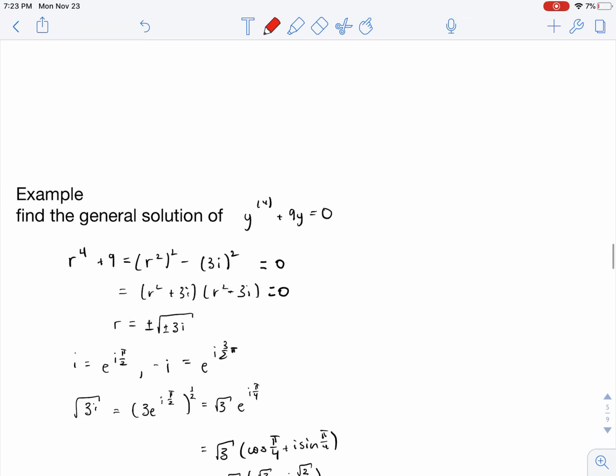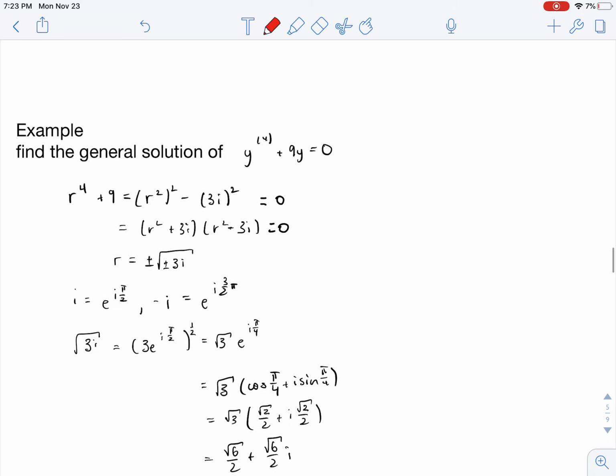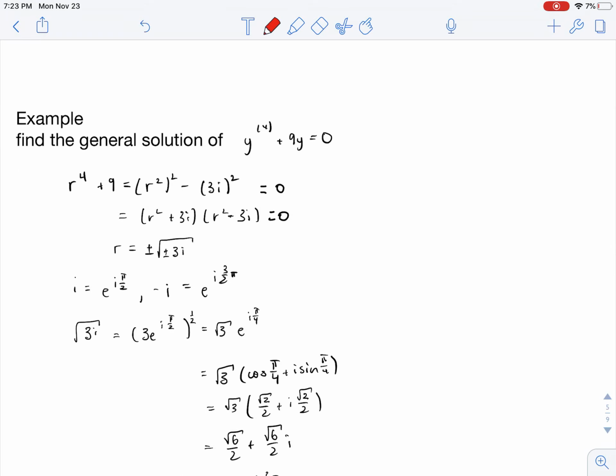Applying Euler's formula, we get that the square root of 3 is equal to cosine pi over 4 plus i sine pi over 4. Evaluating cosine and sine, we get that it is equal to the square root of 6 over 2 plus the square root of 6 over 2 times i.